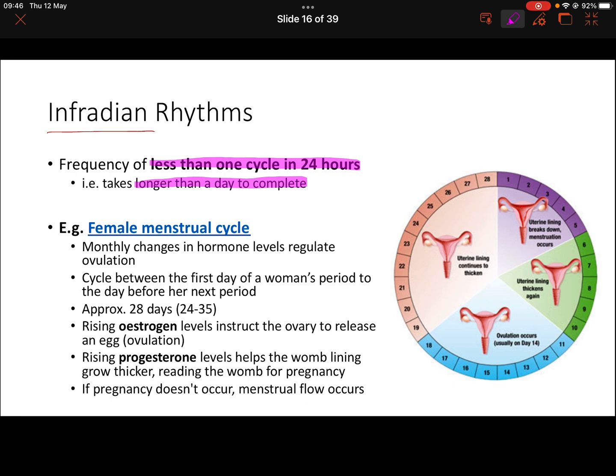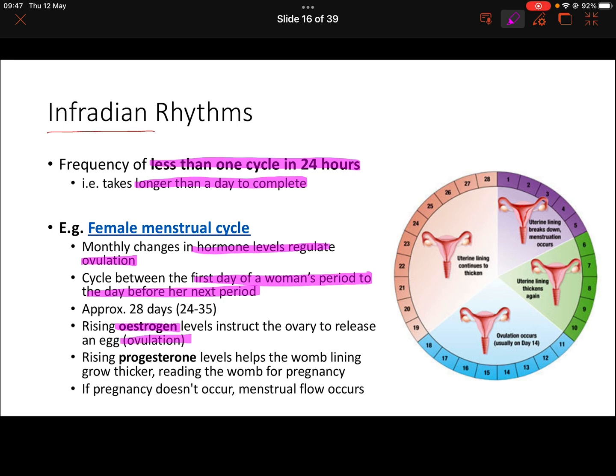This is an example of an infradian rhythm that is governed by monthly changes in the hormone levels that regulate ovulation in women. The cycle refers to the time between the first day of a woman's period to the day before her next period, when the womb lining is shed. The cycle takes about 24 days to complete, although anywhere between 24 and 35 days is generally considered normal. During each cycle, you have rising levels of the hormone estrogen. This causes the ovary to develop an egg and release it in what we call ovulation.